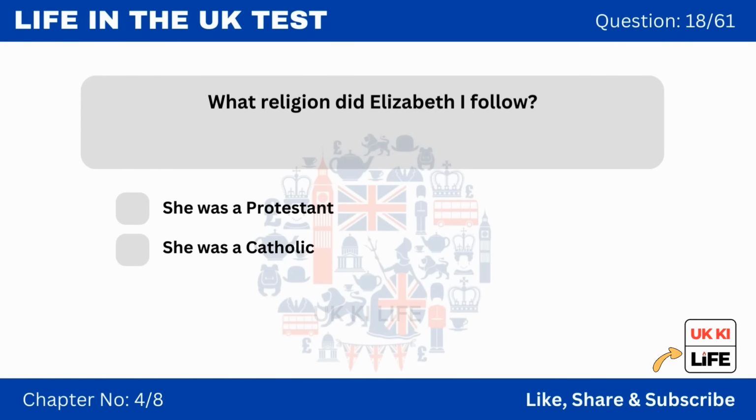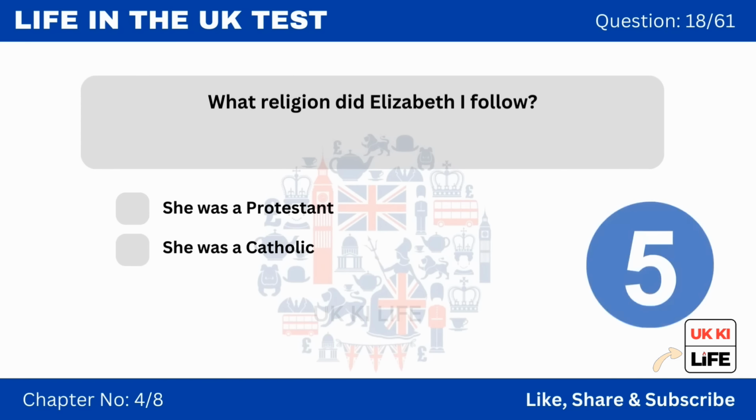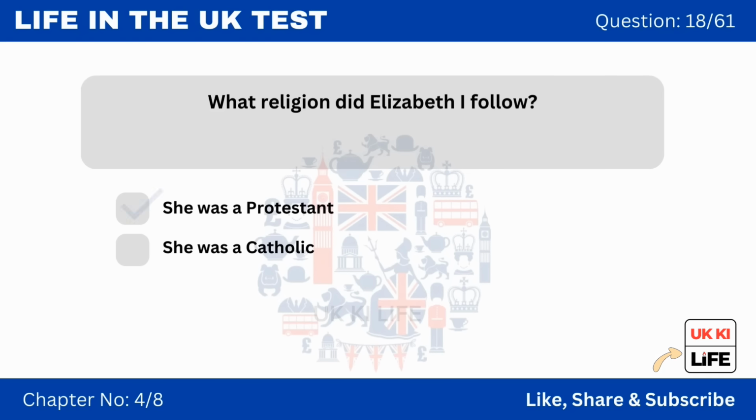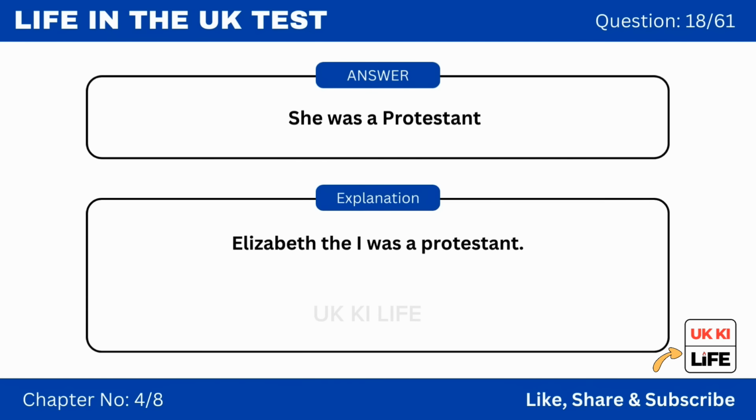Question 18. What religion did Elizabeth I follow? She was a Protestant. She was a Catholic. The correct option is A. Explanation. Elizabeth I was a Protestant.